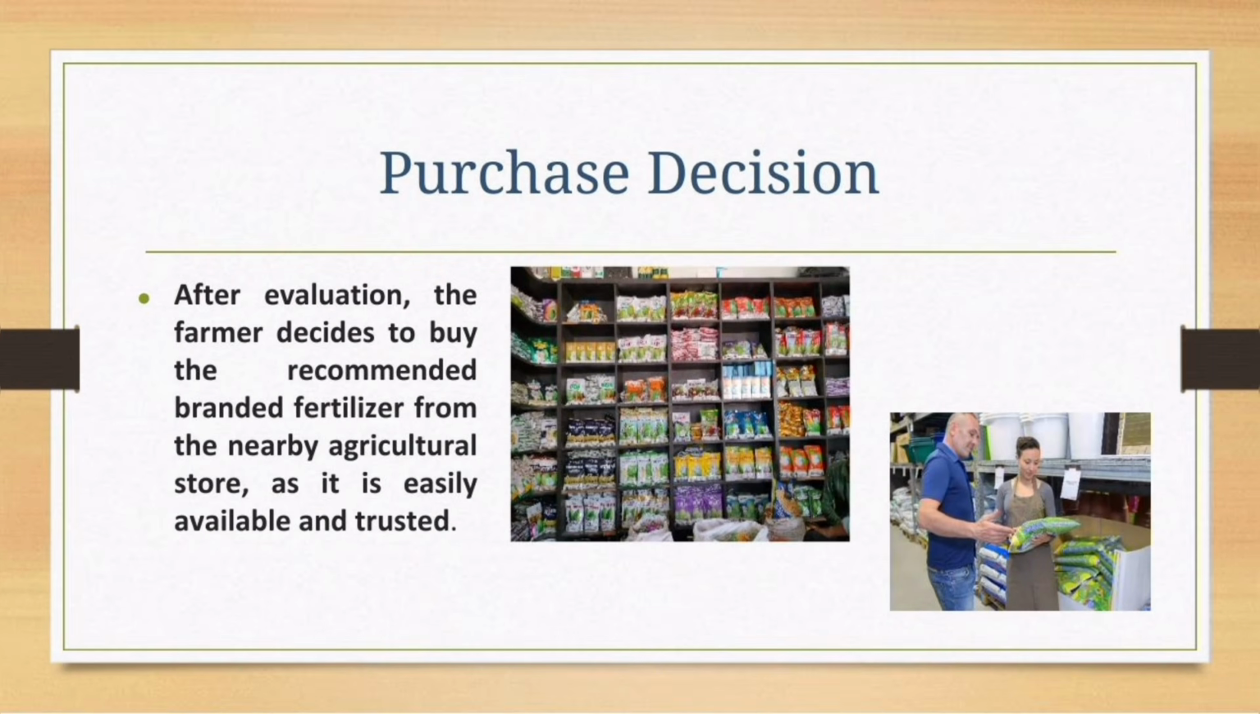After evaluating the available alternatives, the farmer decides to purchase the fertilizer recommended by other farmers and the local shopkeepers. He buys it from a nearby store because it is easily available, affordable and trustworthy. Factors such as recommendation, convenience, price and availability influence his final purchase decision. This stage is known as the purchase decision stage.